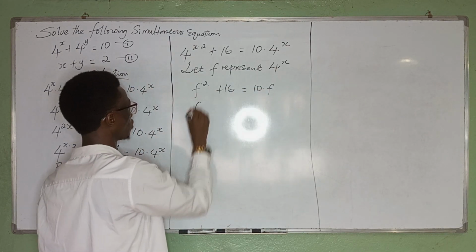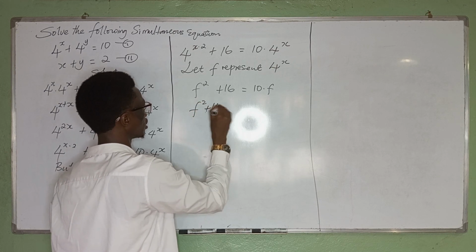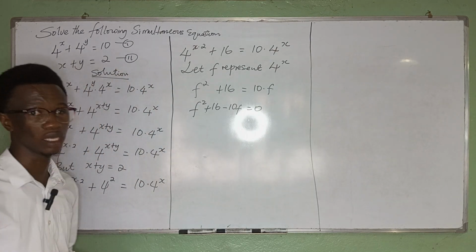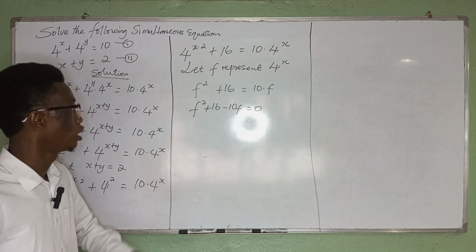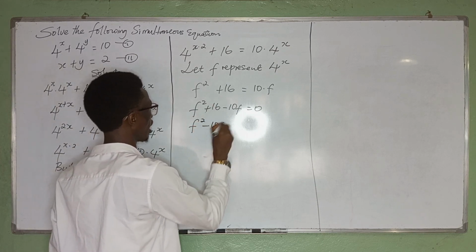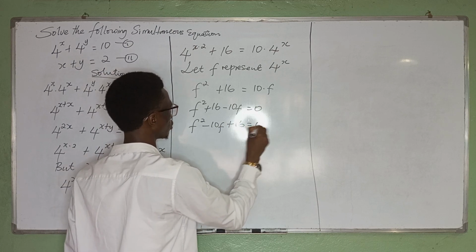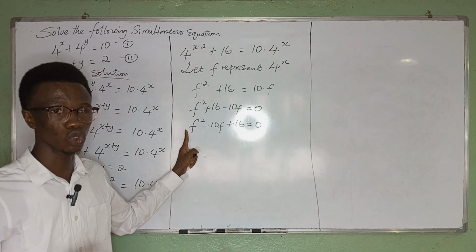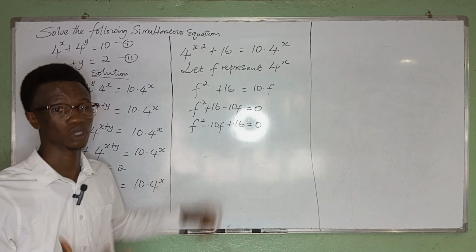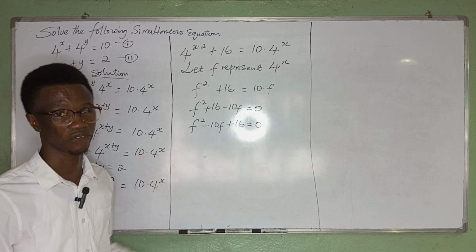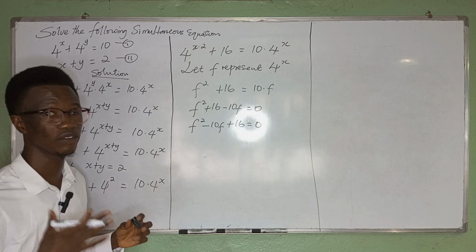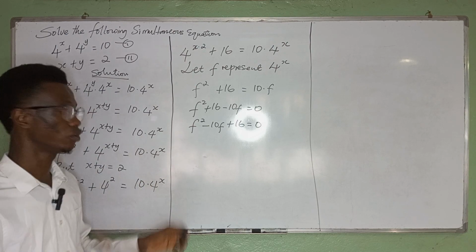Now we bring this over, and this becomes f squared plus 16 minus 10f equals 0. If we rearrange, it becomes f squared minus 10f plus 16 equals 0. We are going to look for two numbers that multiply to give us 16 and add to give us 10. Those two numbers are 8 and 2: 8 times 2 gives you 16, and 8 plus 2 gives you 10.